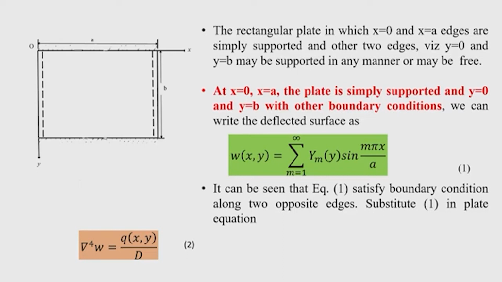In this case we have to deal with the Levy's method separately, and capital D is the flexural rigidity of the plate. What is the flexural rigidity of the plate? Flexural rigidity of the plate is nothing but E h cube divided by 12 into (1 minus mu square), where E is the Young's modulus of elasticity, h is the thickness of the plate, and mu is the Poisson ratio.